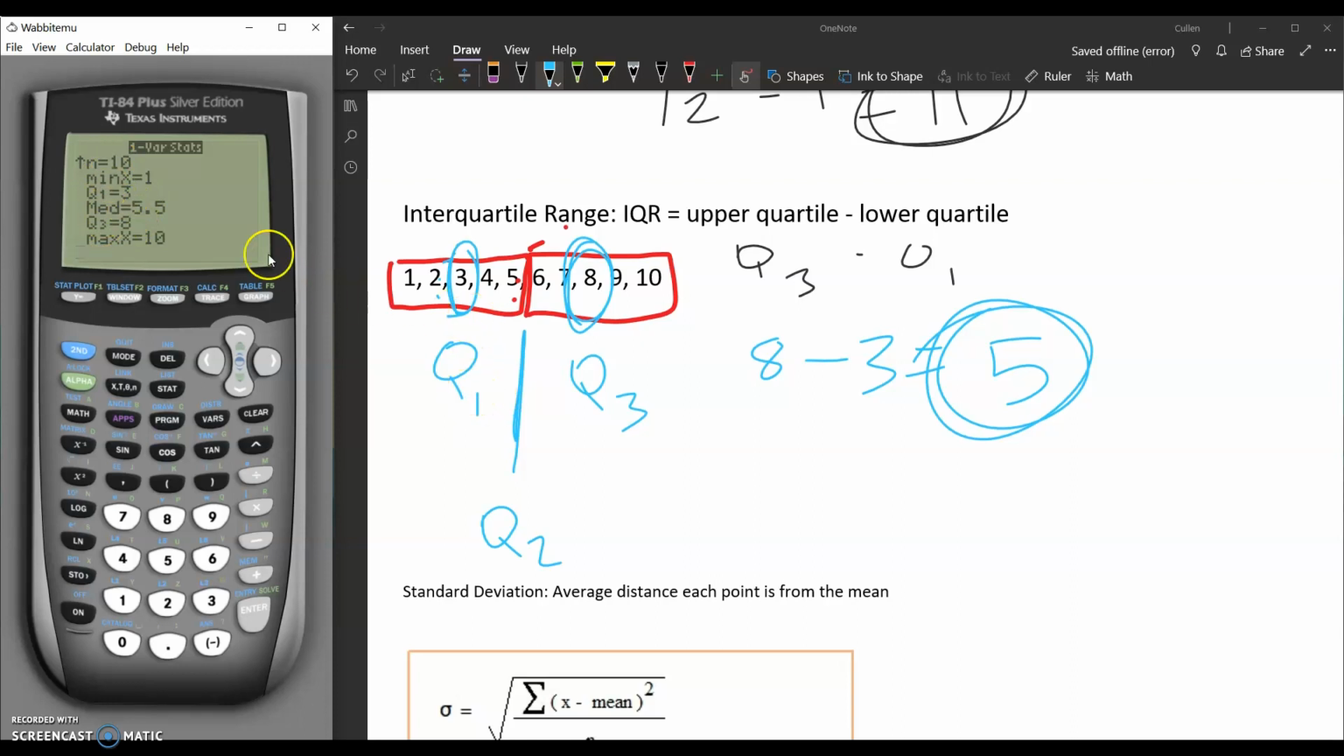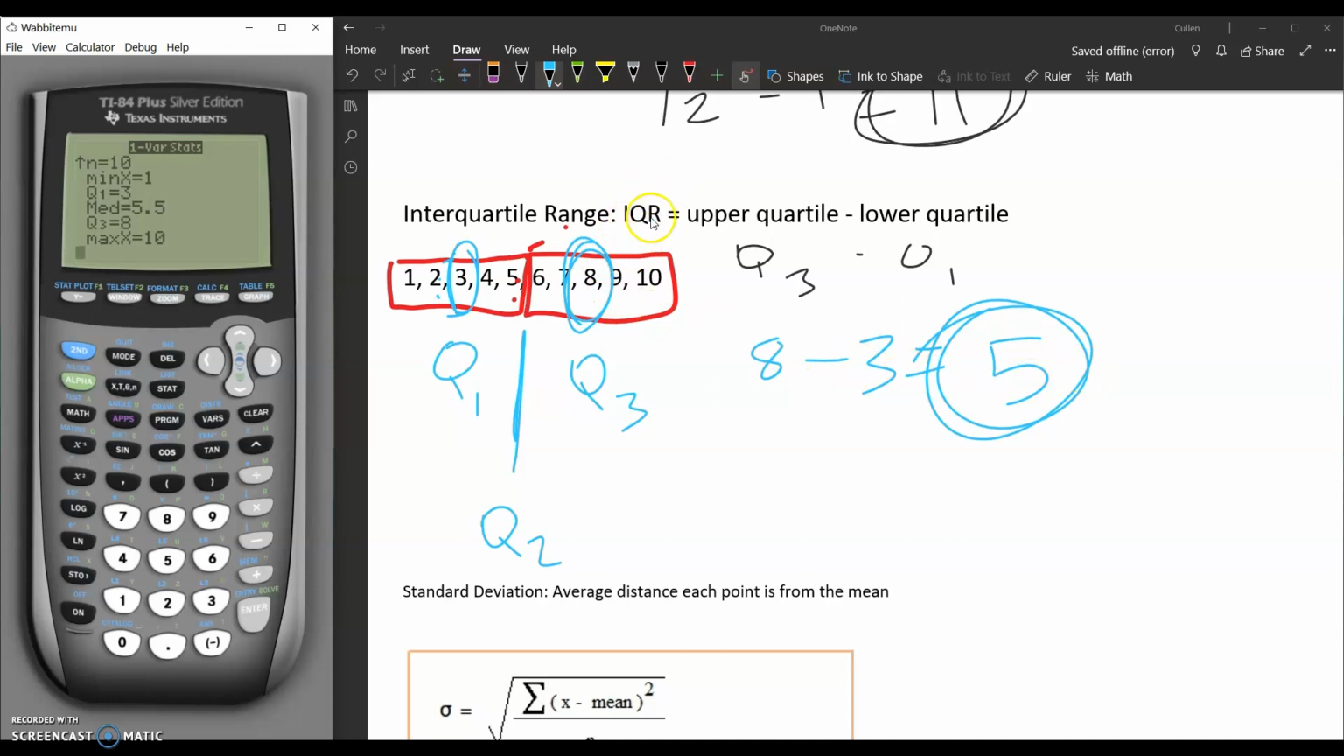Q1 was 3, which we found by hand. If the set of data was really large, you would not want to do this by hand, but it would be possible. And then Q3 was 8. So if you want to find the IQR using your calculator, you would just do the larger number down here, Q3 minus Q1, and you would get 5.